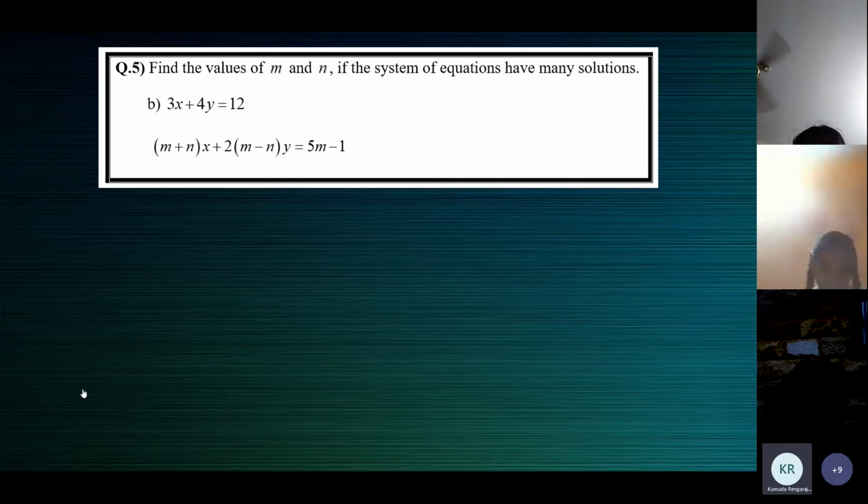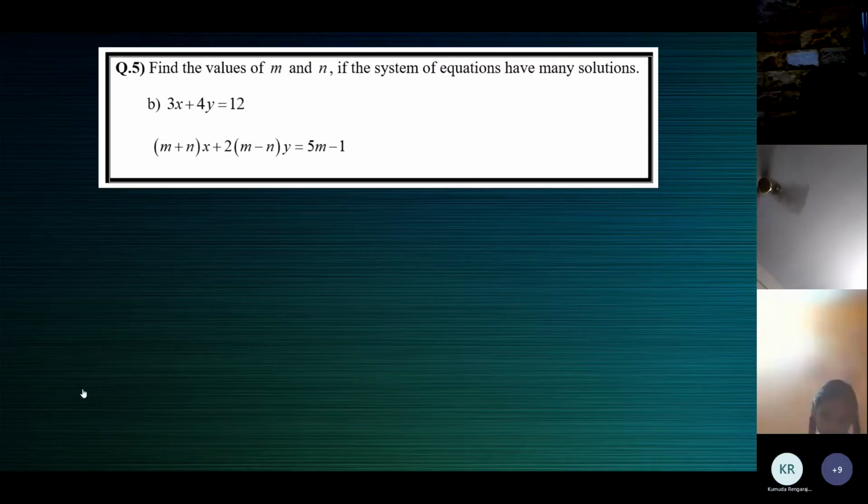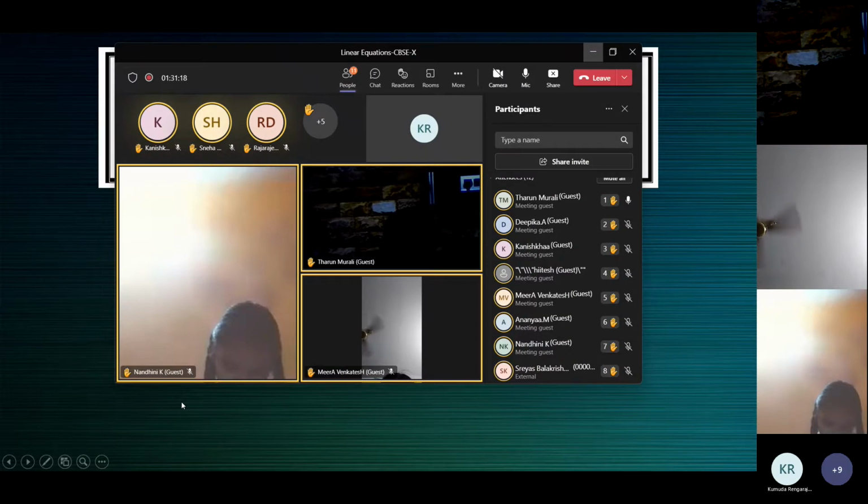Yes, who's got the answers for M and N? M is equal to 5, N is equal to 1. No, ma'am, M is equal to 5 and N is equal to 1. Who's that? Ma'am, Tarun, ma'am. Tarun, M is 5 and N is 1. Yes, ma'am.